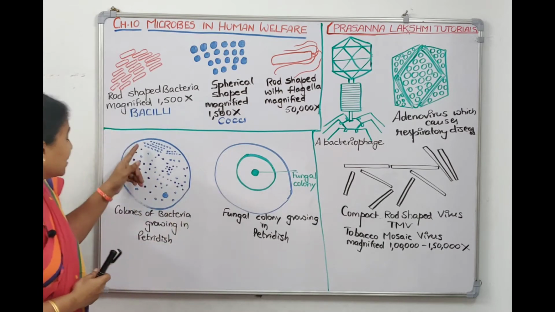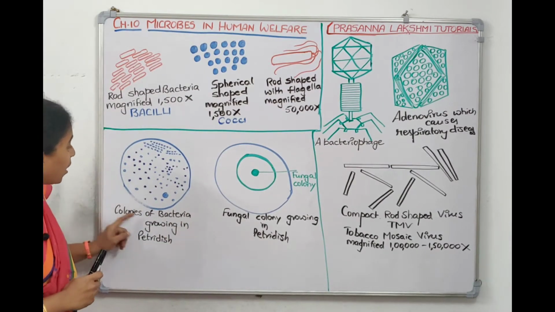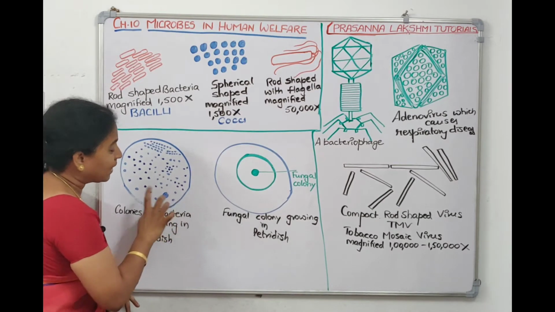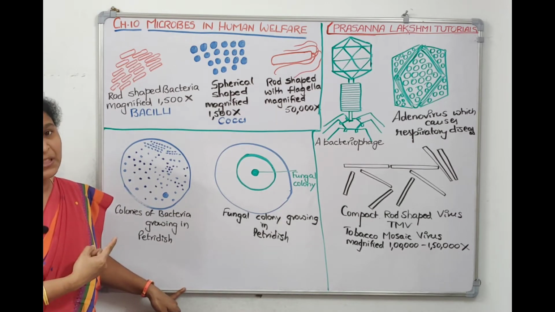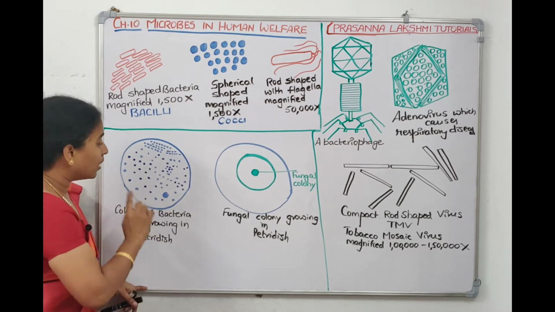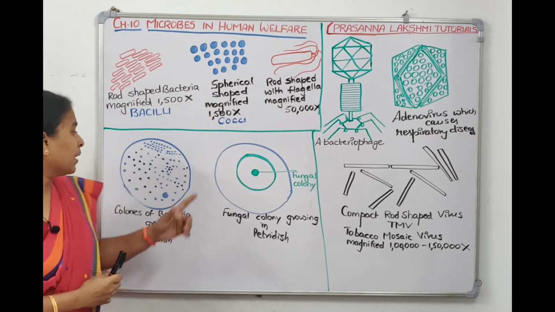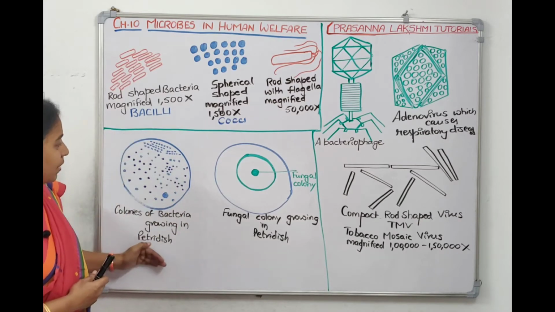Like this the bacteria will grow, and we can see them here. These are called colonies of bacteria. Don't think that each one is one bacterium, it is a colony. You cannot see bacteria with the naked eye, right? So these are colonies. Each colony can contain hundreds to thousands of bacteria. These are the bacterial colonies grown in a petri dish.